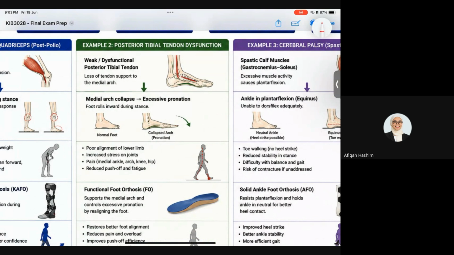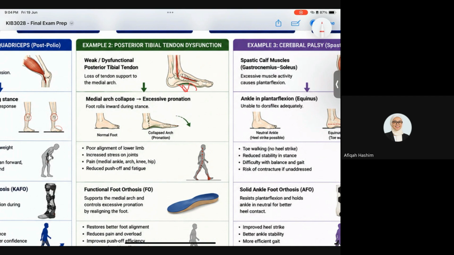So as the tendon becomes weak, the arch begins to collapse, and this will lead to excessive pronation of the foot. Once the foot pronates excessively, the alignment of the entire lower limb will change. Usually for this type of patient, they will have pain in the medial ankle, their arch, their knee sometimes, their hip, because all the forces are no longer distributed normally.